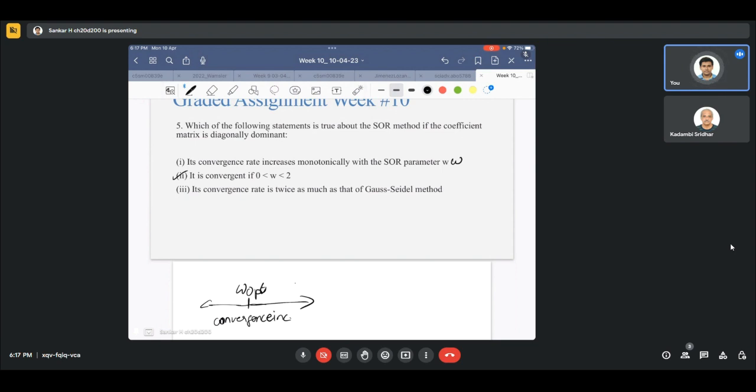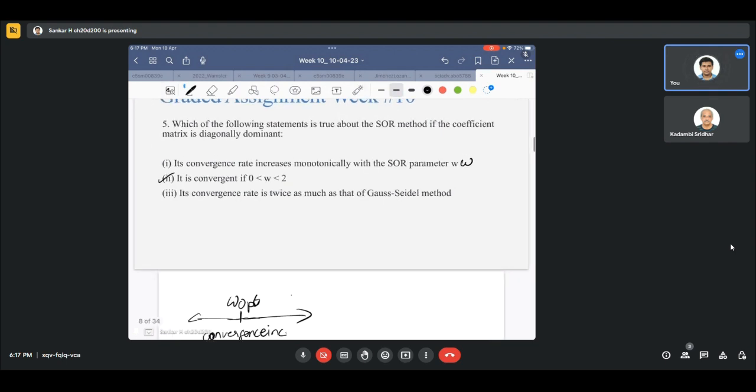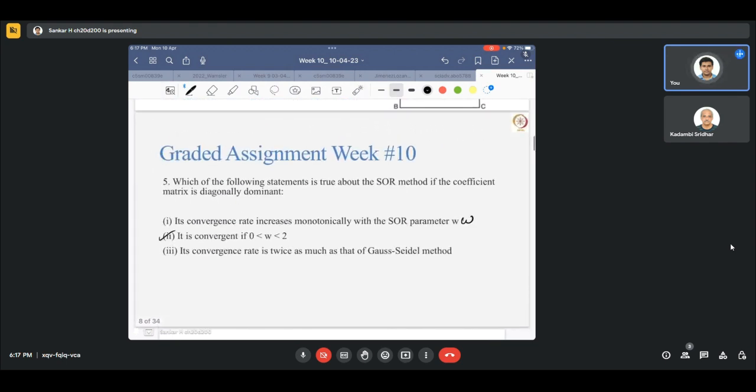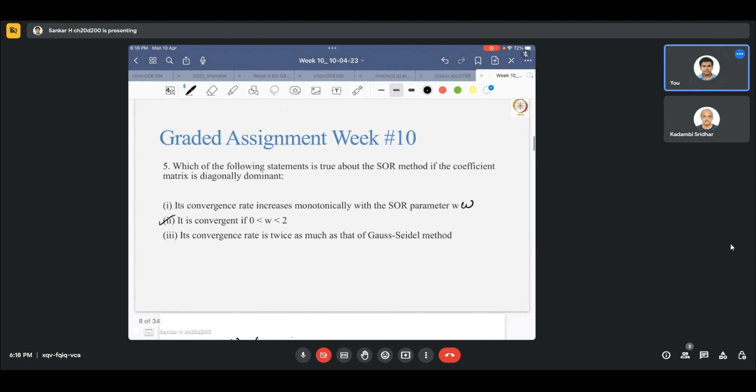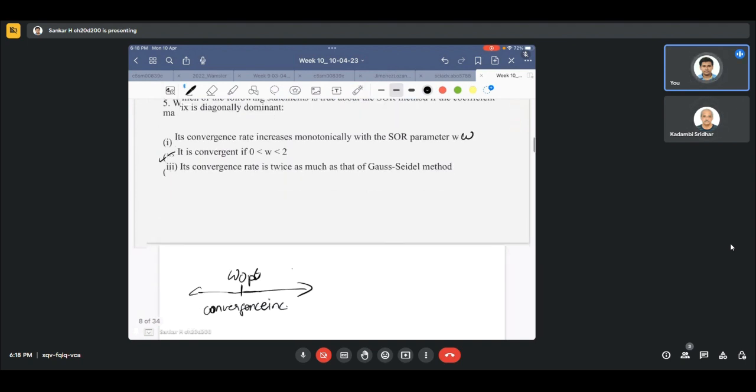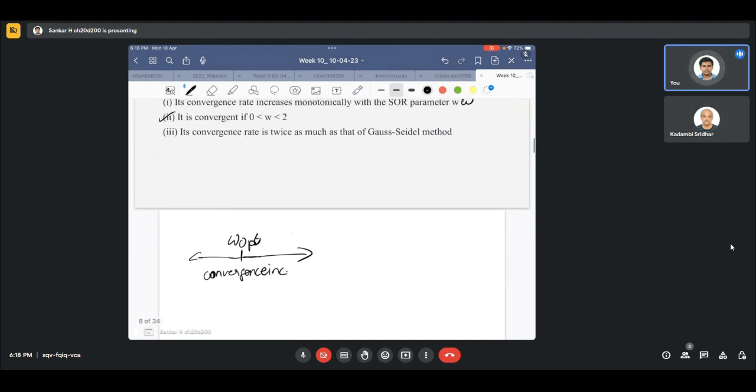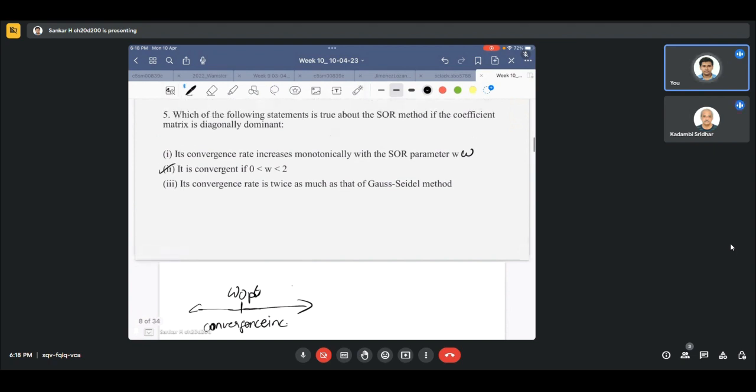There is a lot of mathematics behind this. I am pretty sure that was not fully covered in the lectures as well, because that has more mathematics behind it than the CFD technique. And the third point is its convergence rate is twice as that of Gauss-Seidel method. There's a formula there.